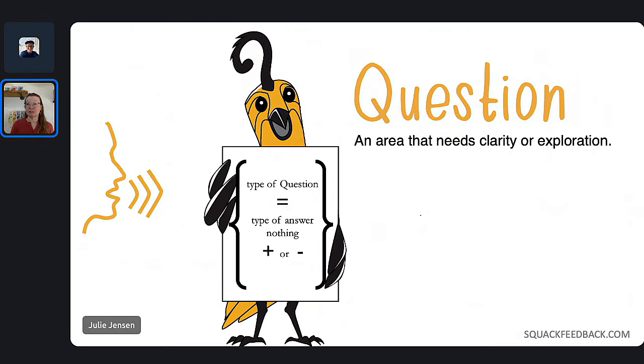Next is the question. And we have a quail who represents the questions. This is just an area that needs clarity or exploration. And if I'm a feedback giver, what I'm going to try to do is help you understand, if I'm asking a question, that the type of question that I'm asking is something that I need clarity on in order to understand your work.